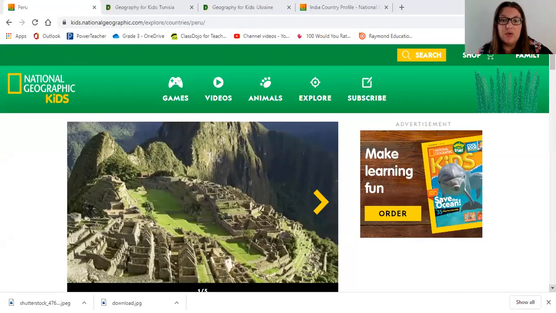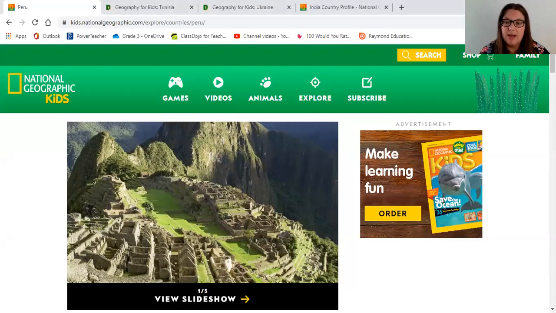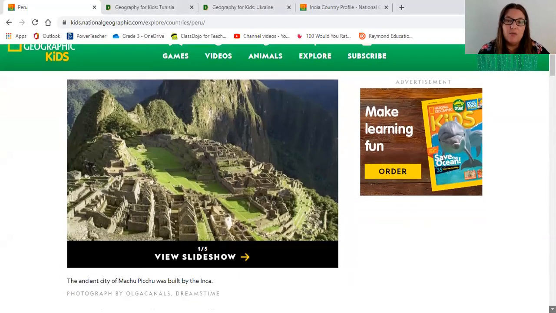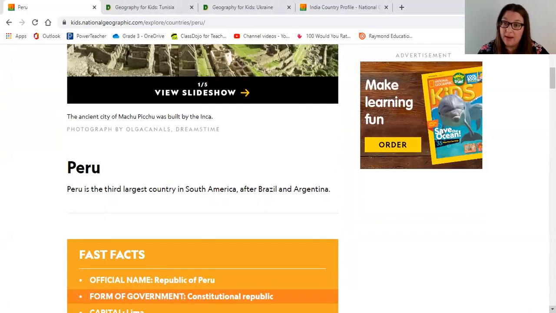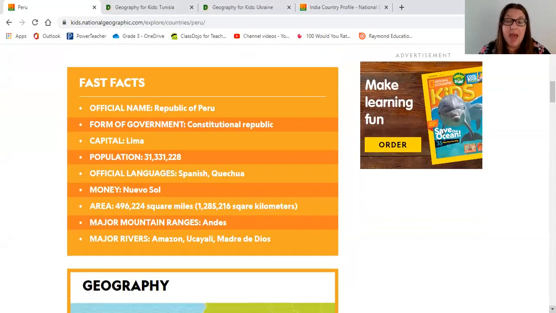This is just to refresh your memory and help you remember what we learned about these countries, especially Peru, because we did that so long ago. So remember, we have this beautiful picture of Machu Picchu right here. We learned that Peru is a country in South America, that the capital of the country is Lima, that they speak Spanish there, and that they have some regions.